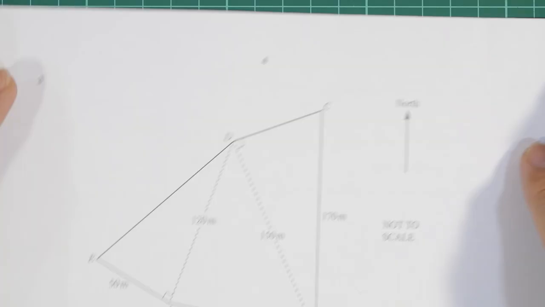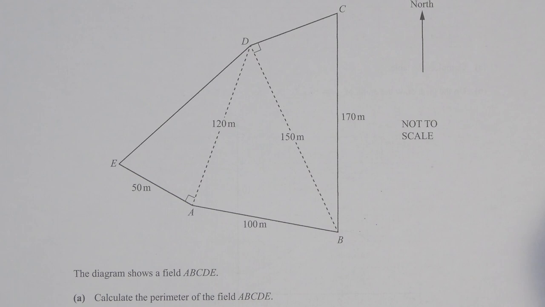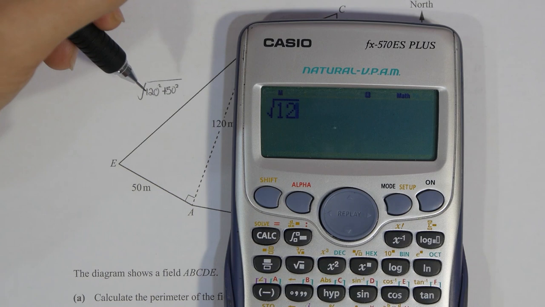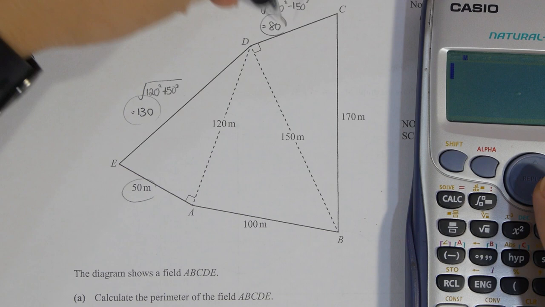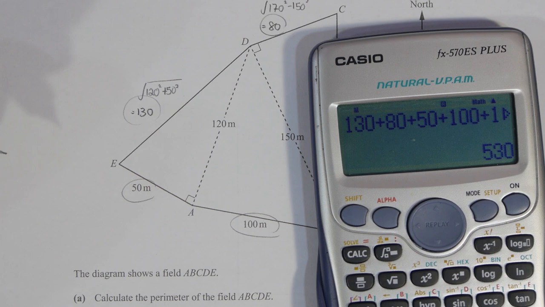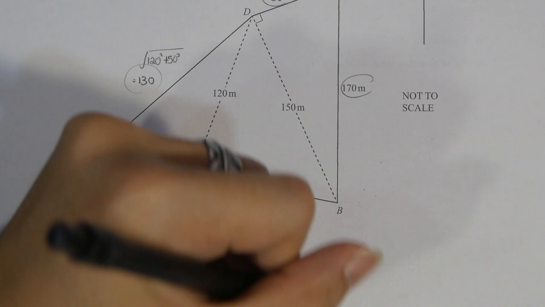Question number 3. First, find the perimeter of the field A, B, C, D, E. So I actually circled it up. There are two things you need to do, which is the Pythagoras calculation for the triangles DEA and DCB. After you run the calculation, you will get DE's value as 130 and CD's value as 80. Add this all up, and you will get 530 meters.